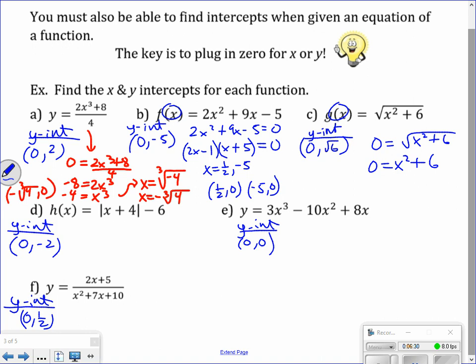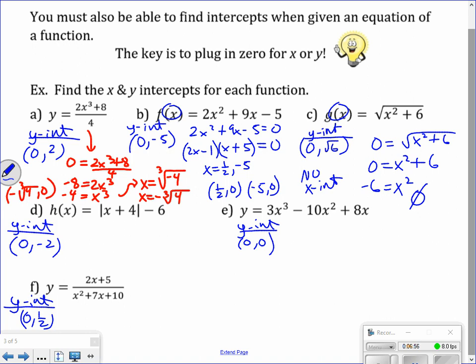x squared will never be negative, so it can't negate the 6, and so you can't get 0. So if you went further and took away 6 from both sides, you get x squared equals negative 6, which we know could never be true. A square cannot be negative, so that's no solution. So there are no x-intercepts for this problem. And if you graph it, you should see this not crossing the x-axis.